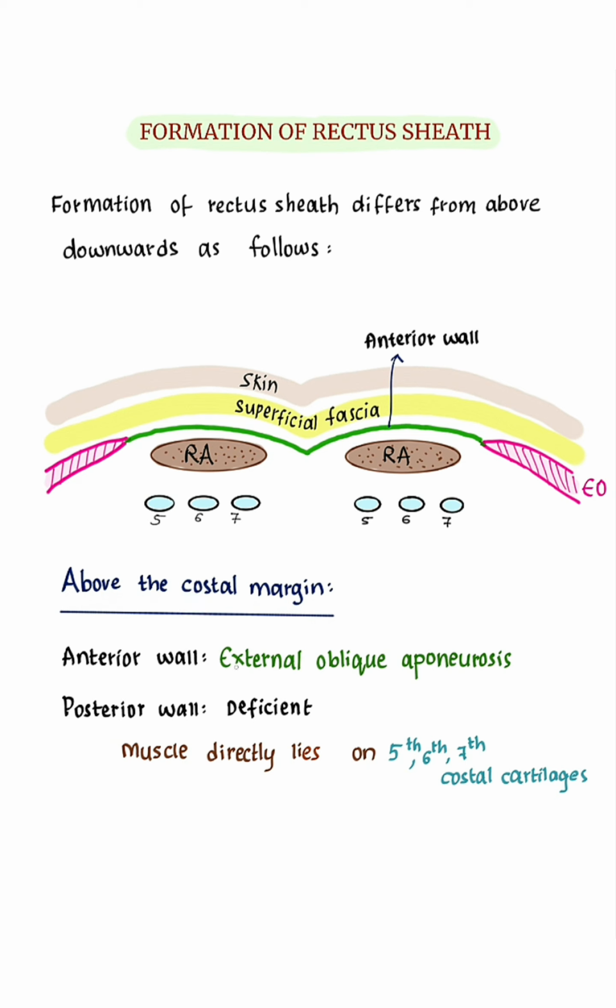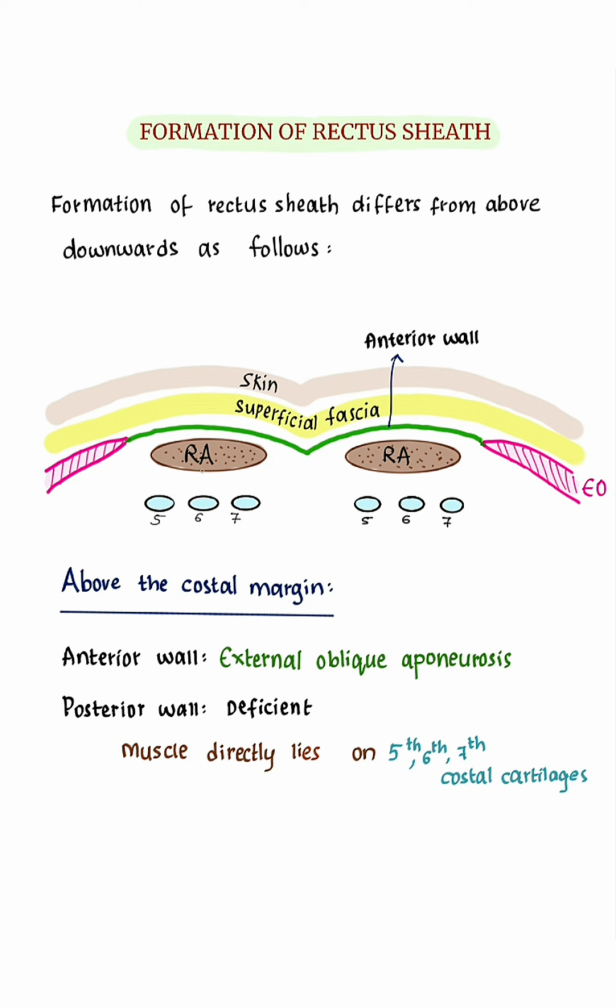Above the costal margin, the anterior wall is formed by external oblique aponeurosis. Posterior wall is deficient. There are three flat muscles in the abdomen: external oblique, internal oblique, transversus abdominis. Above the costal margin, the anterior wall of rectus sheath is formed by aponeurosis of external oblique muscle.